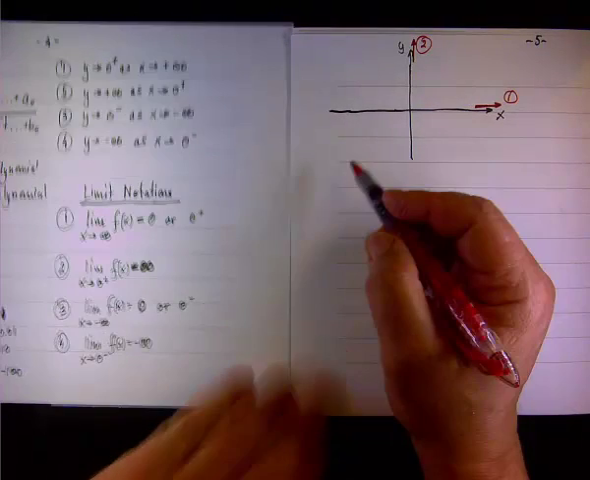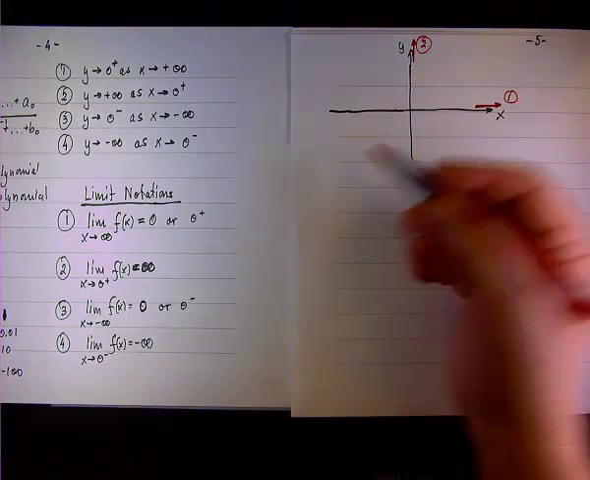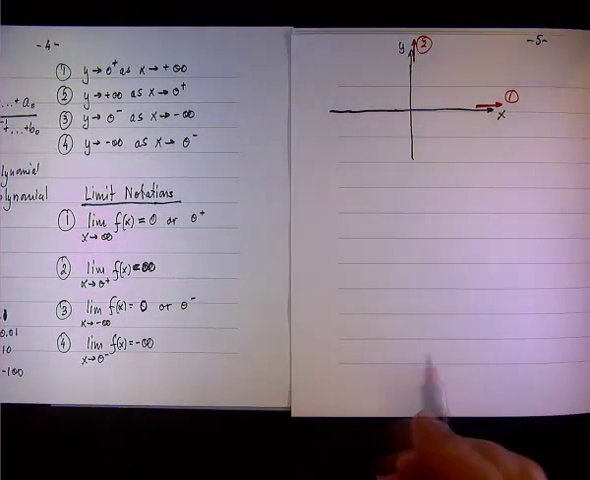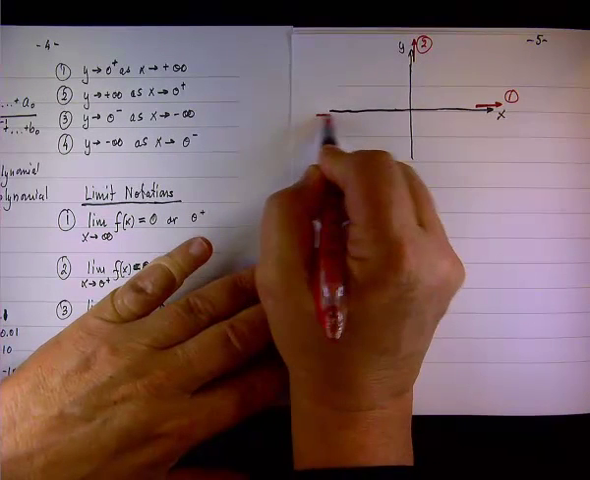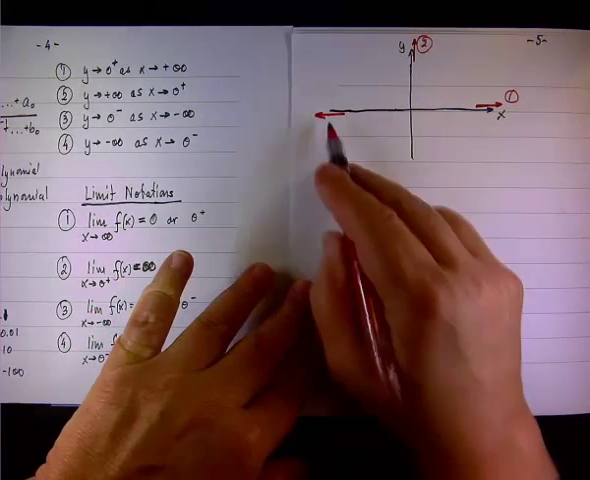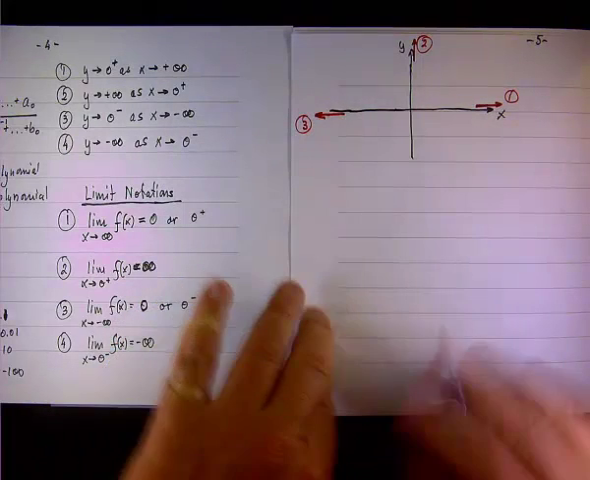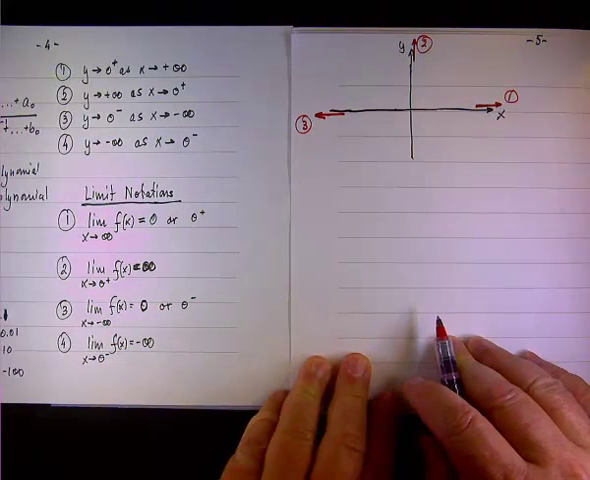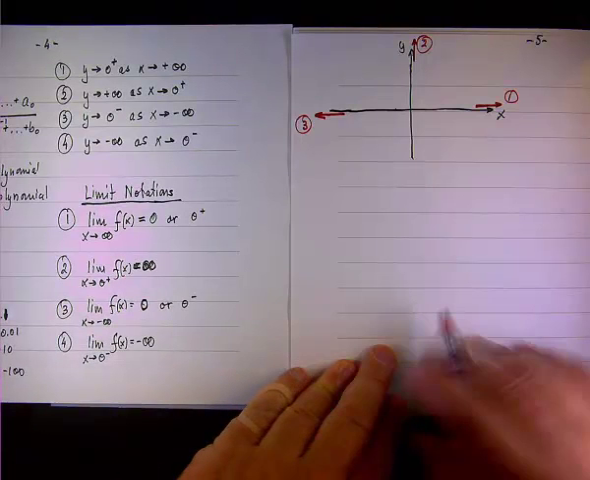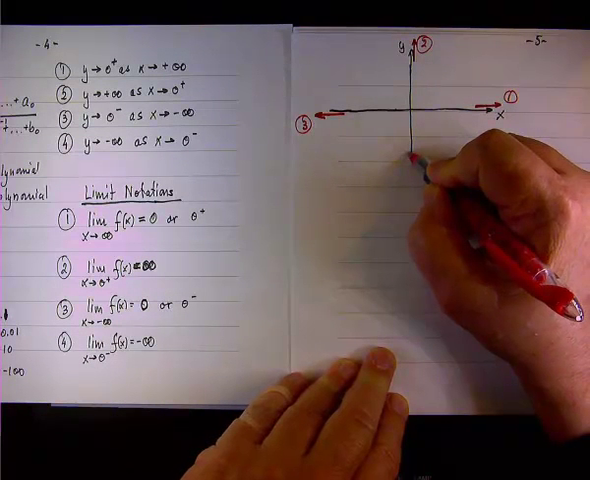Statement number 2, x goes to 0 from the positive side, y goes to positive infinity. There you have it. We are on the positive side, close to 0, so this will be statement number 2. And likewise, statement number 3, x goes to negative infinity, y goes to 0 from the negative side. So this is the statement.